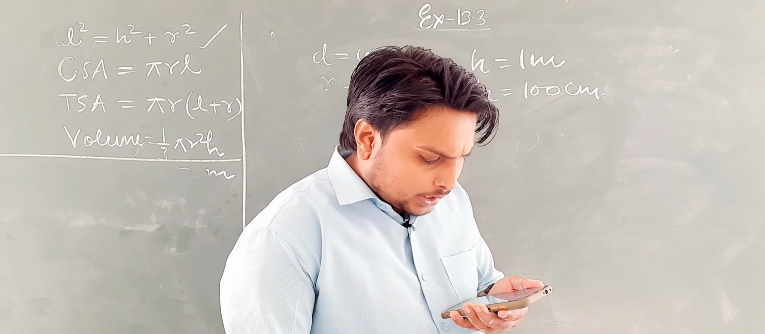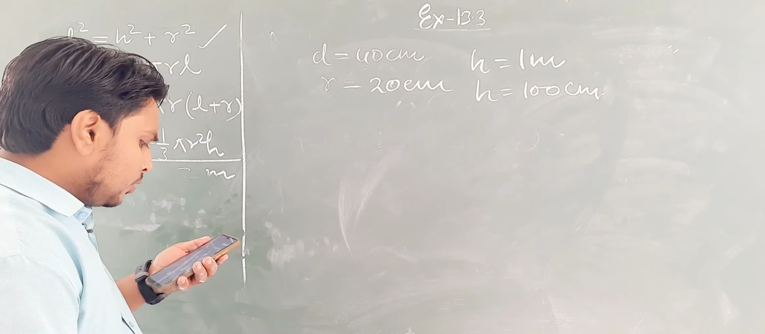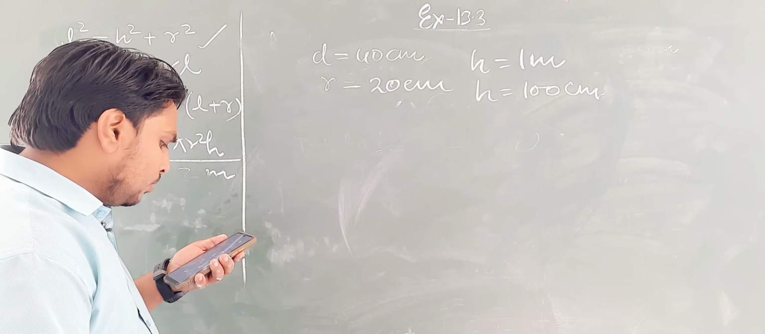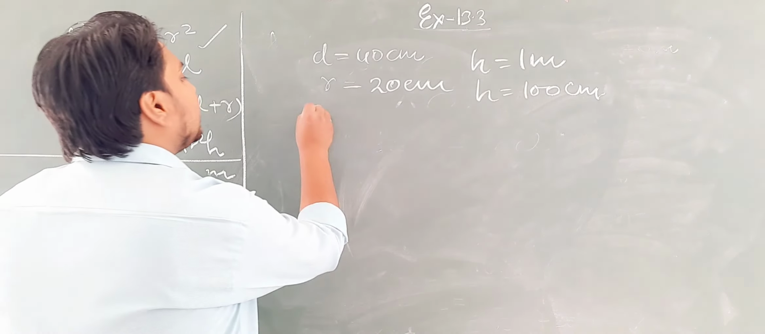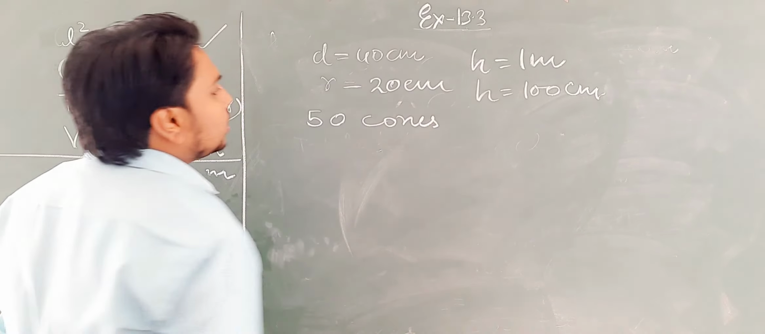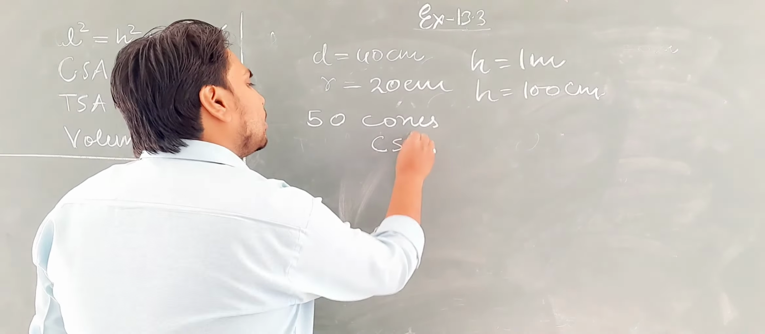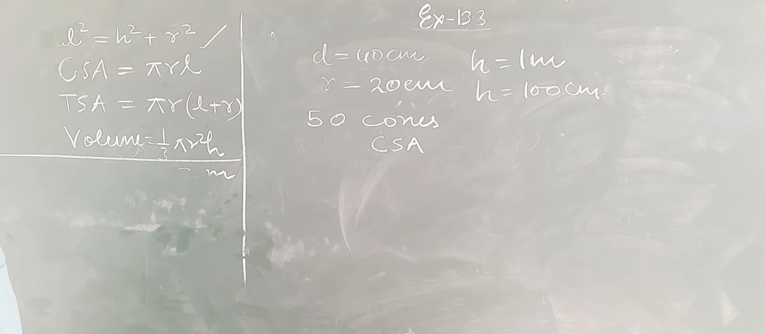If the outer side of each of the cones is to be painted, the cost of painting is rupees 12 per meter square. What will be the cost of painting these cones? So students, there are 50 cones, and when the question is about painting their surface, it means you have to paint the curved surface area.